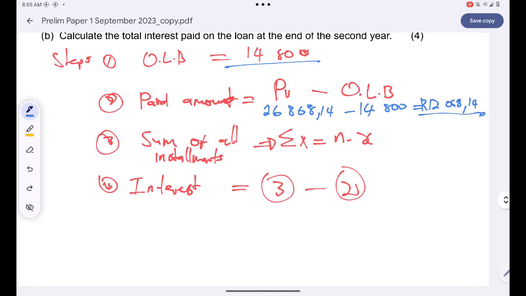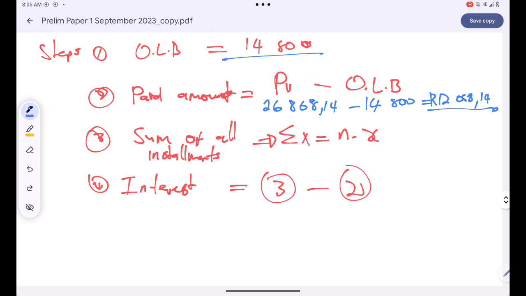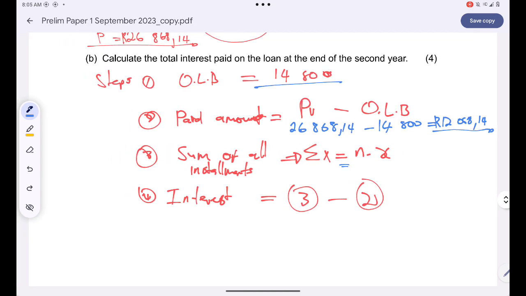12,068 rands 14 cents, né? And then the sum of all payments, 2 years has 24 months. That's why n will simply be 24 multiplied by 780 rands 99 cents. The sum of payments will simply be 24 times 780.99. We'll simply get 18,743 rands 76 cents. Are you together?